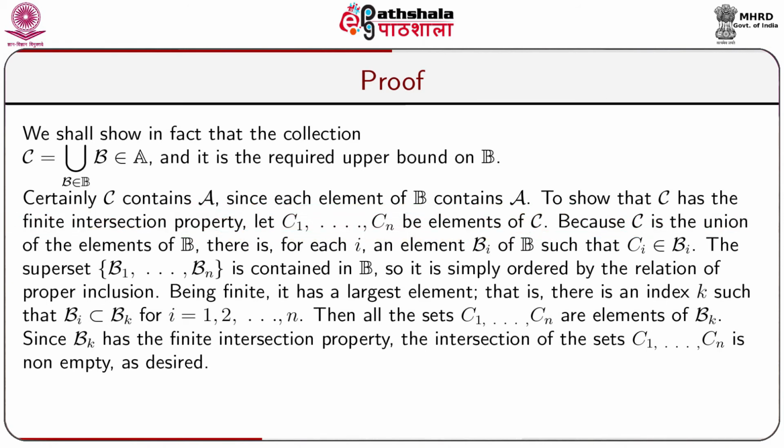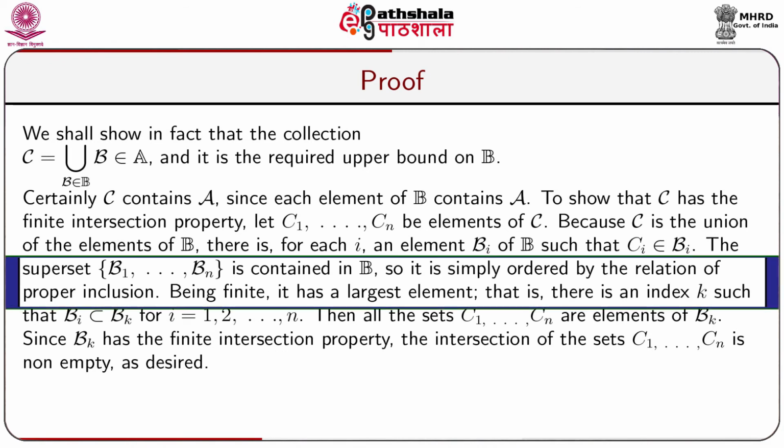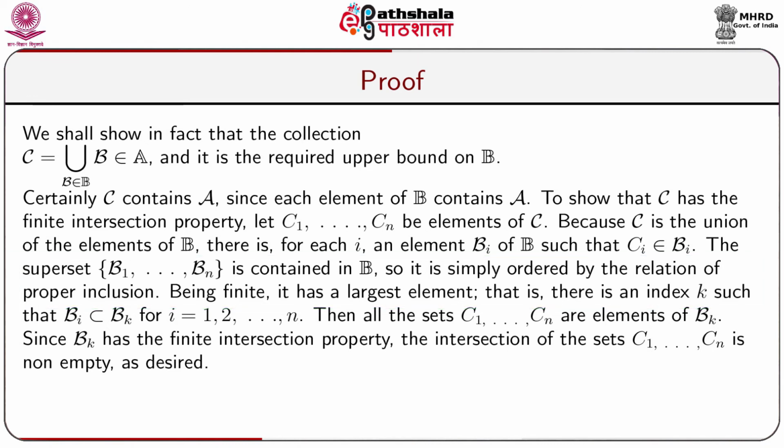Because script C is the union of the elements of blackboard bold B, there is for each i an element script Bi of blackboard bold B such that Ci belongs to script Bi. The collection script B1, script B2, up to script Bn is contained in blackboard bold B. So, it is simply ordered by the relation of proper inclusion.